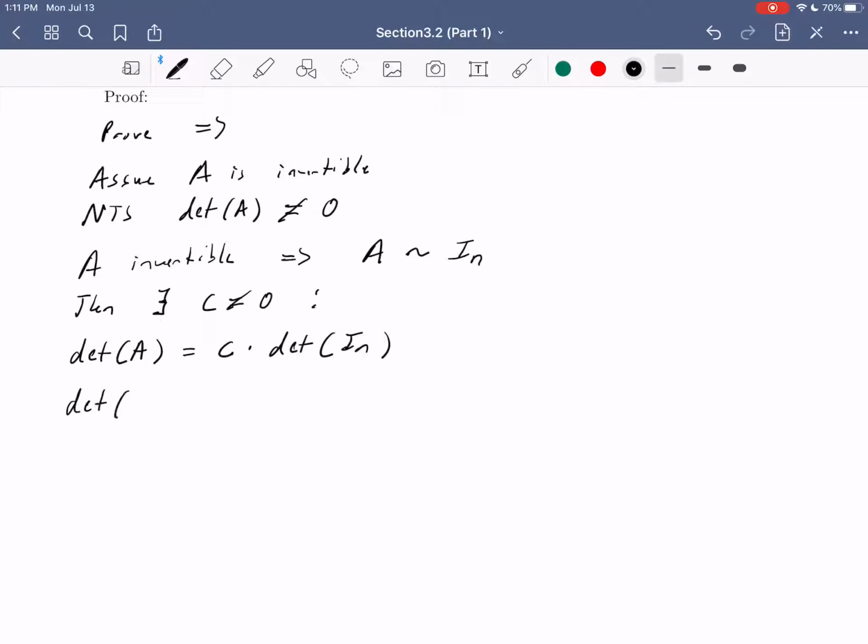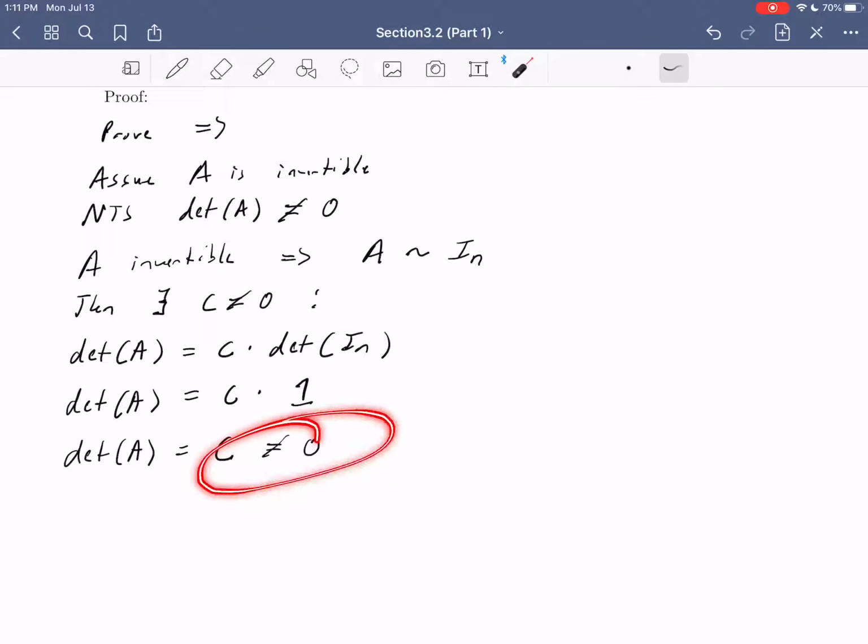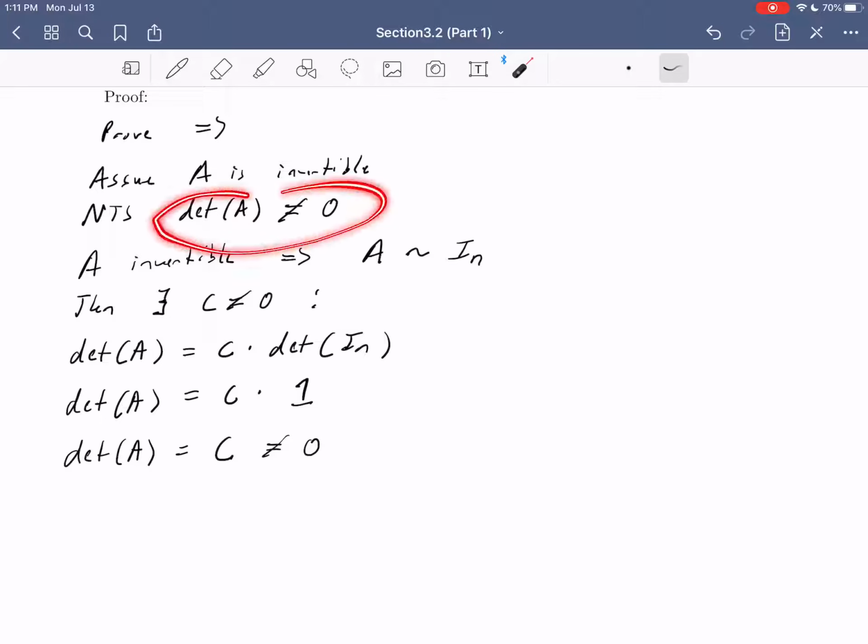So this tells us that the determinant of A is C times 1, which means that the determinant of A is equal to C. And since we know that C is non-zero, we know that the determinant of A is non-zero. So that's what we wanted to prove. So that's our forwards direction.